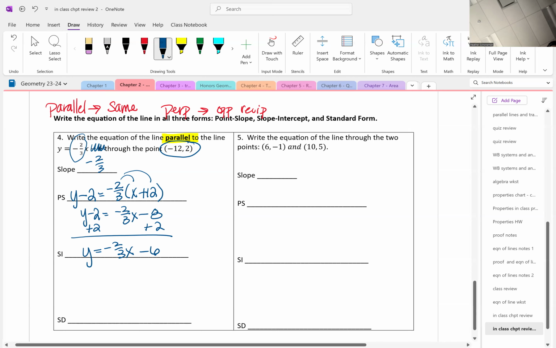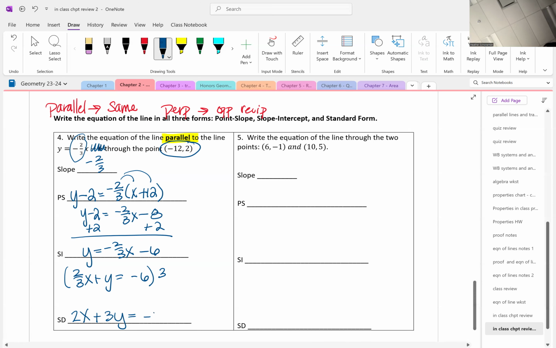To standard form, the x's have to go on the left. So we get 2/3 x plus y equals negative 6, but it's not in standard form yet because we haven't cleared the fraction. So we have to multiply everything by 3. So that gives me 2x, because 3 divided by 3 is 1, times 2 is 2, plus 3y equals negative 18.